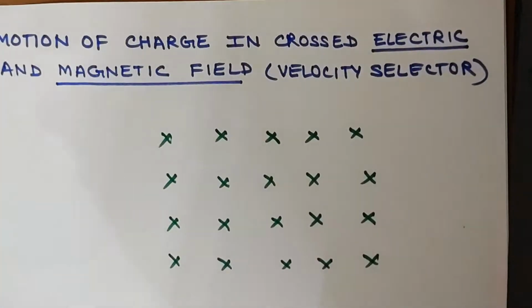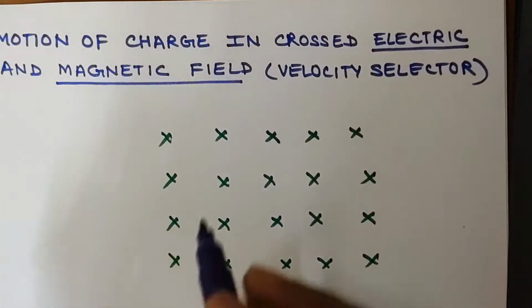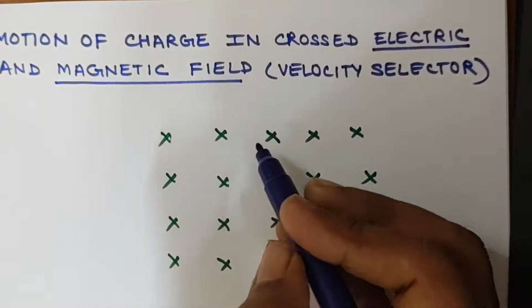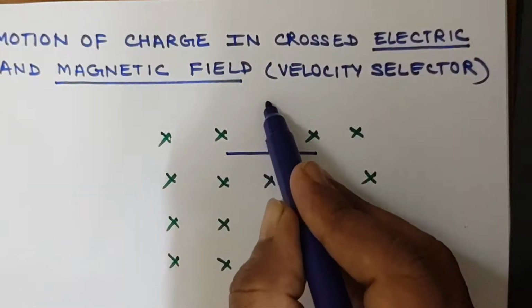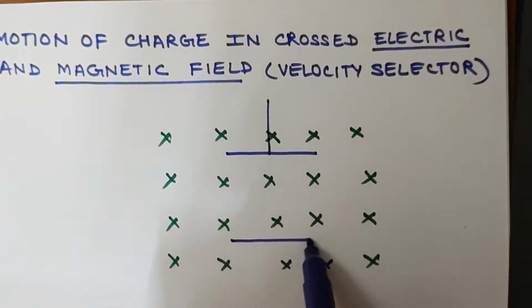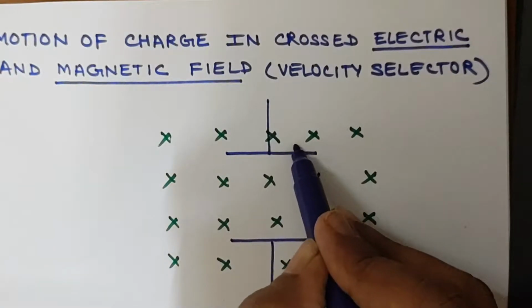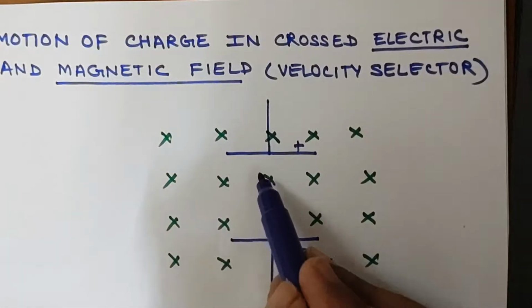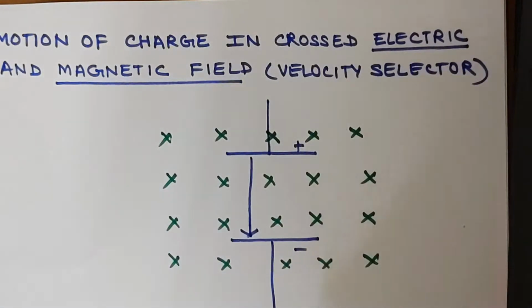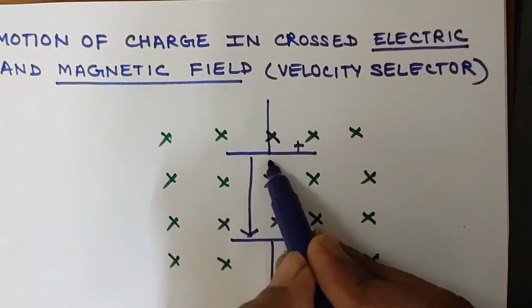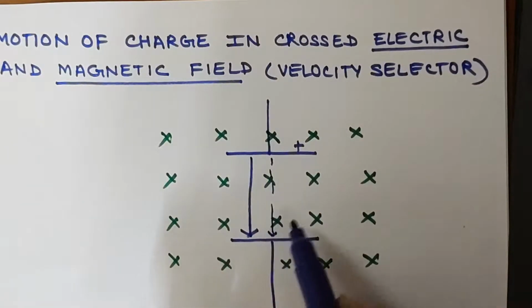Okay, now in this, two plates which are connected with a source, one is positive and the other is negative. So the direction of electric field is this. Okay, positive to negative. So this is the direction of electric field.